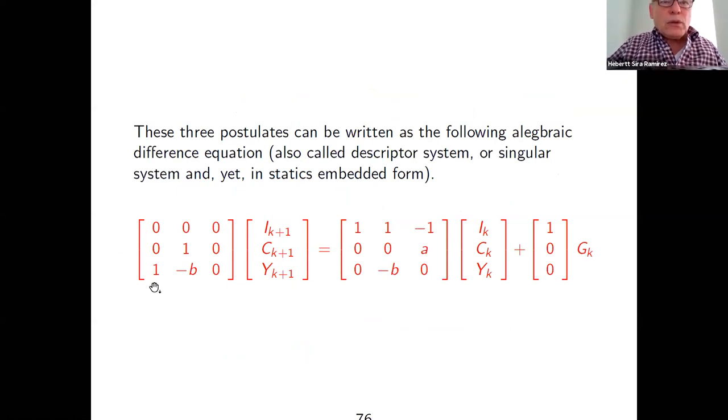This descriptor matrix gives you a zero row indicating that the sum of these things, there is no dynamics in this first equation. So the relation of the three state variables by means of these simple numbers and the expenditure gives you, in the first equation, the algebraic restriction.